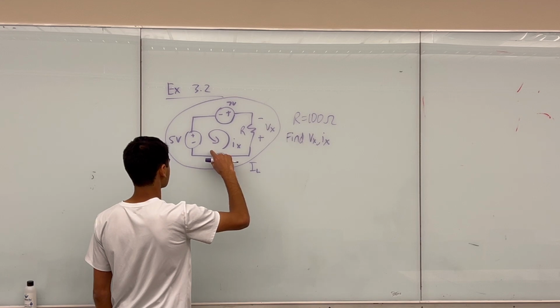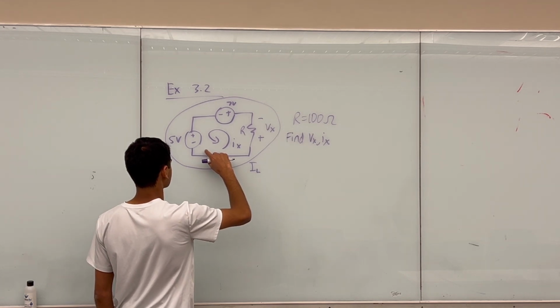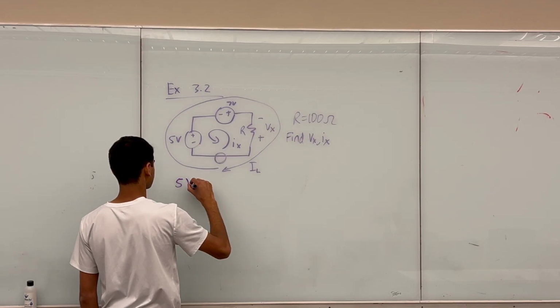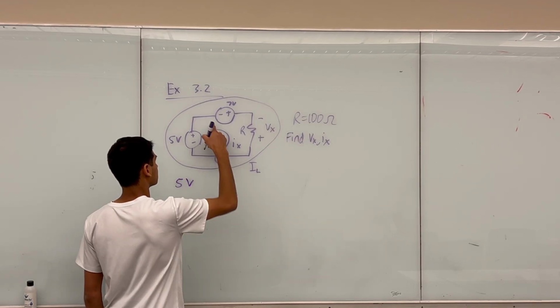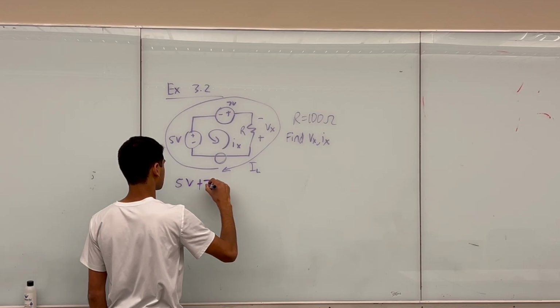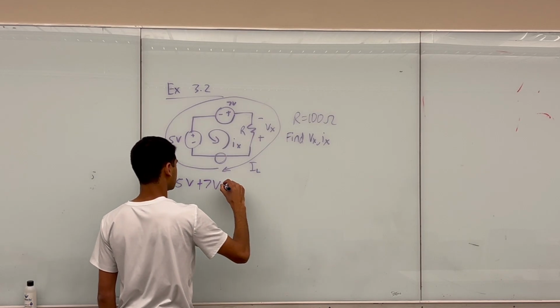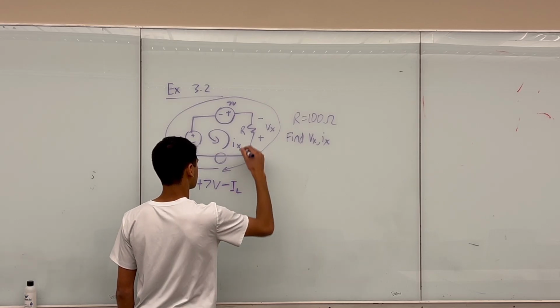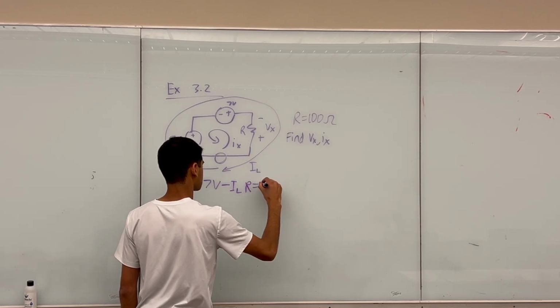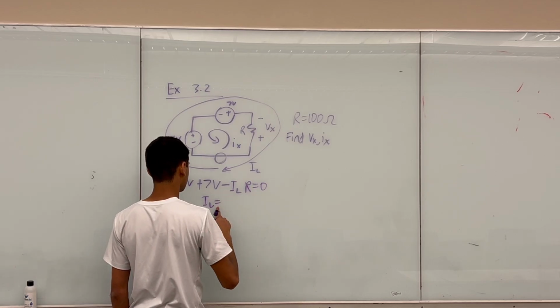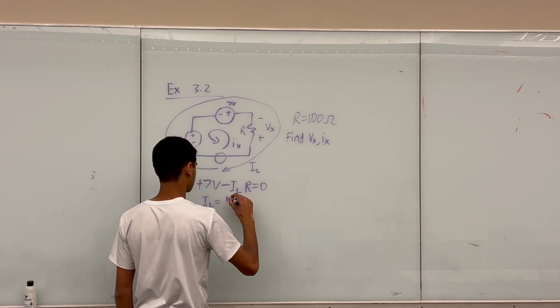I'm going to be using the active convention in this video. So I'm going to write plus 5 volts, plus 7 volts, and then a voltage drop across the resistor using IL: minus IL times R equals 0. I'm going to solve for IL. Now this is the same process as earlier in the video.